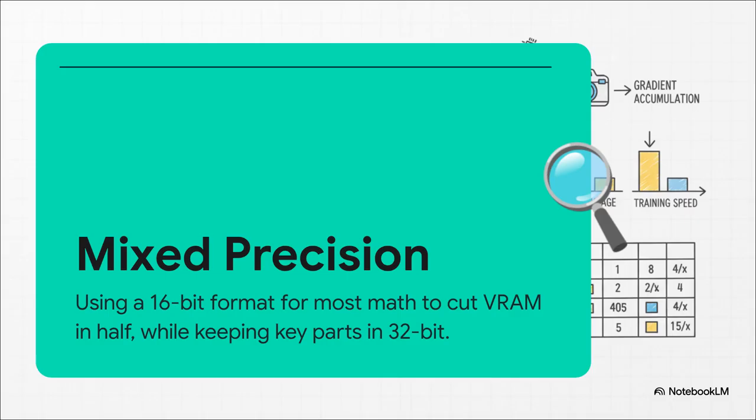Mixed precision is this fantastic trick where we say, hey, for most of our calculations, let's use a smaller 16-bit format. Just that one change cuts your memory usage in half, right off the bat. Plus, it lets modern GPUs use their special hardware to go way faster. And the mixed part? We just keep a few really critical calculations in that high-precision 32-bit format to make sure everything stays stable. It's genius.